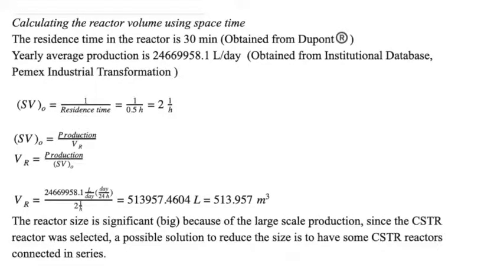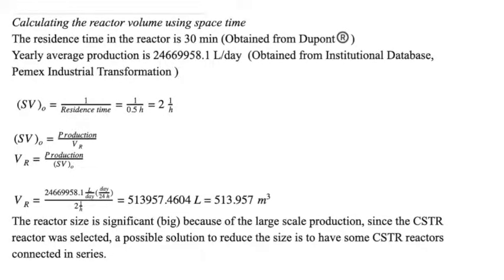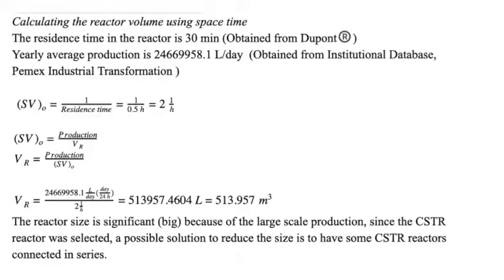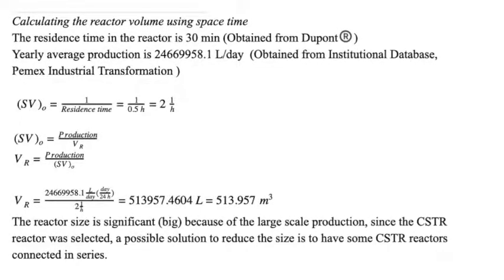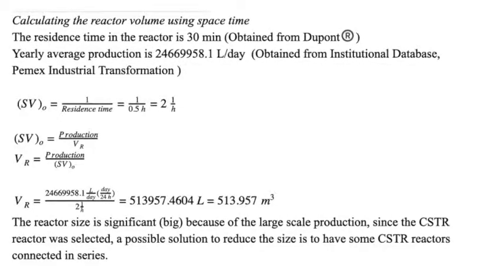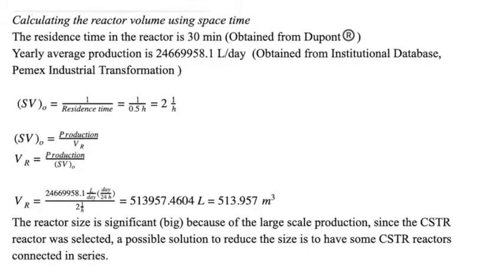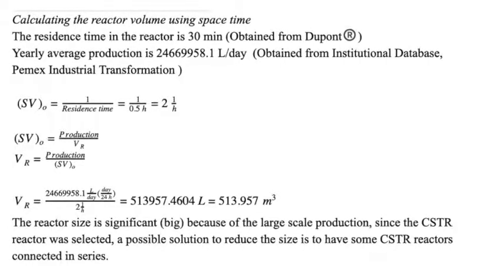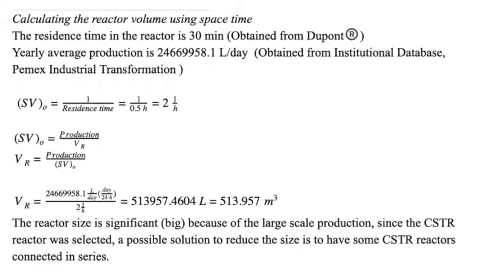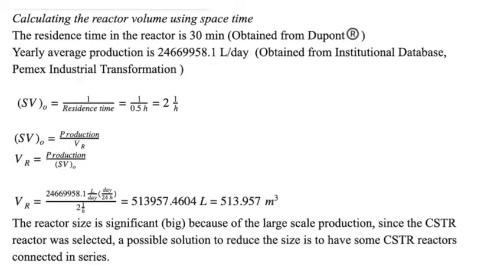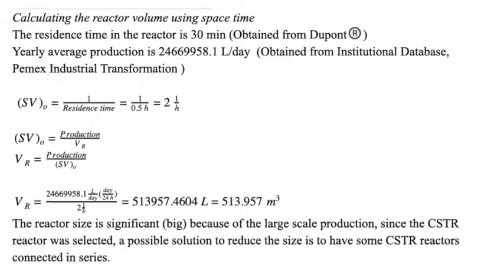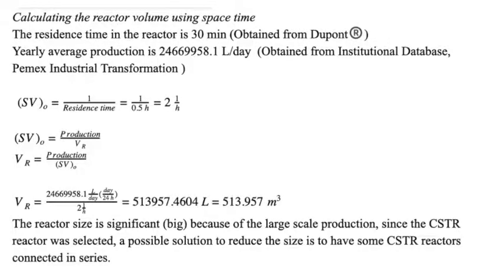The olefin space velocity can be calculated using the residence time, where the inverse of the residence time in hours will be equal to the olefin space velocity. Then, for calculating the reactor volume, a relation between daily production and space velocity was used, where the volume will be equal to the production divided by the olefin space velocity.